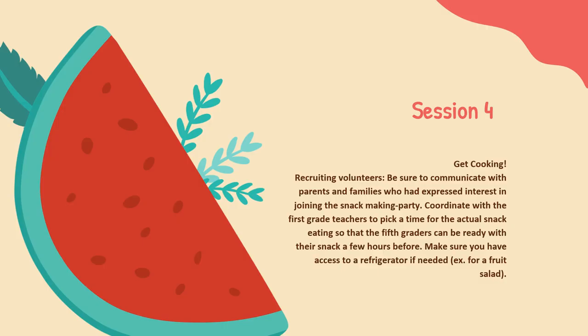Session 4, get cooking. In this session, you're going to want to recruit some volunteers to help you out. This is going to be the session where students actually create their snack. So coordinate with the first grade teacher to make sure that there's a good time that their first graders are going to be able to come by and check out the snacks that the fifth graders have created for them. And so we would want the fifth graders to create this snack a few hours before the STEM snack fair. Make sure you have access to a refrigerator if the snack is something that's perishable. And then again, recruiting help from volunteers will be important.